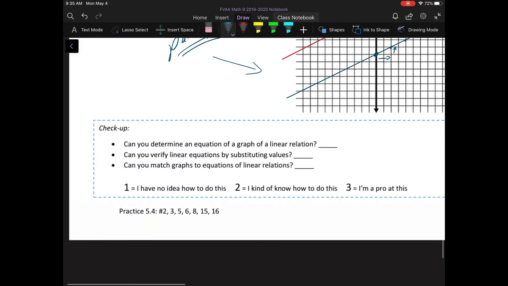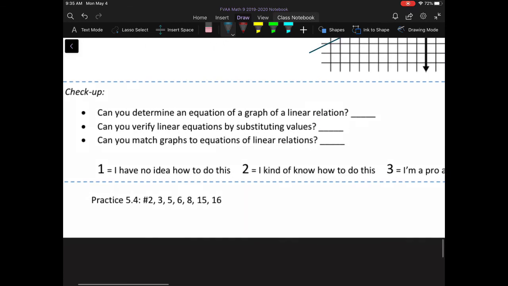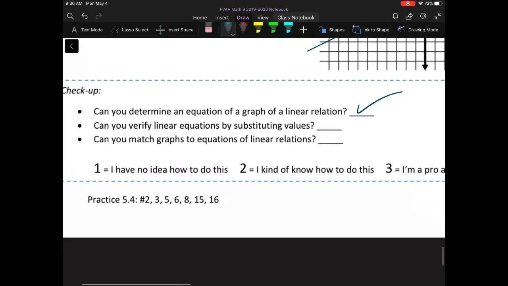So hopefully, by the end of this video, you feel comfortable determining an equation of a graph of a linear relation. First, you go from the graph to the table, then to the equation. You can verify linear equations by substituting values, which we did right from the beginning of our notes. And the last one, you can match graphs to equations, which was the matching activity we did at the very beginning.